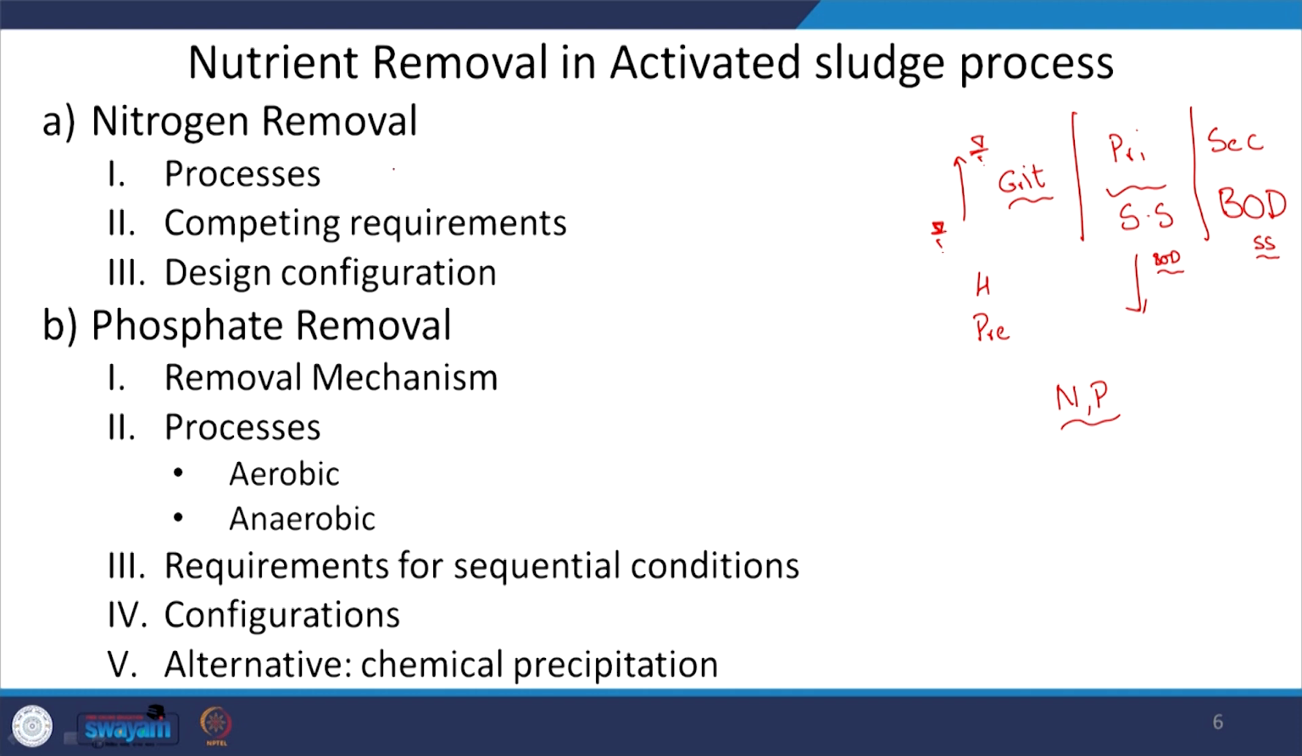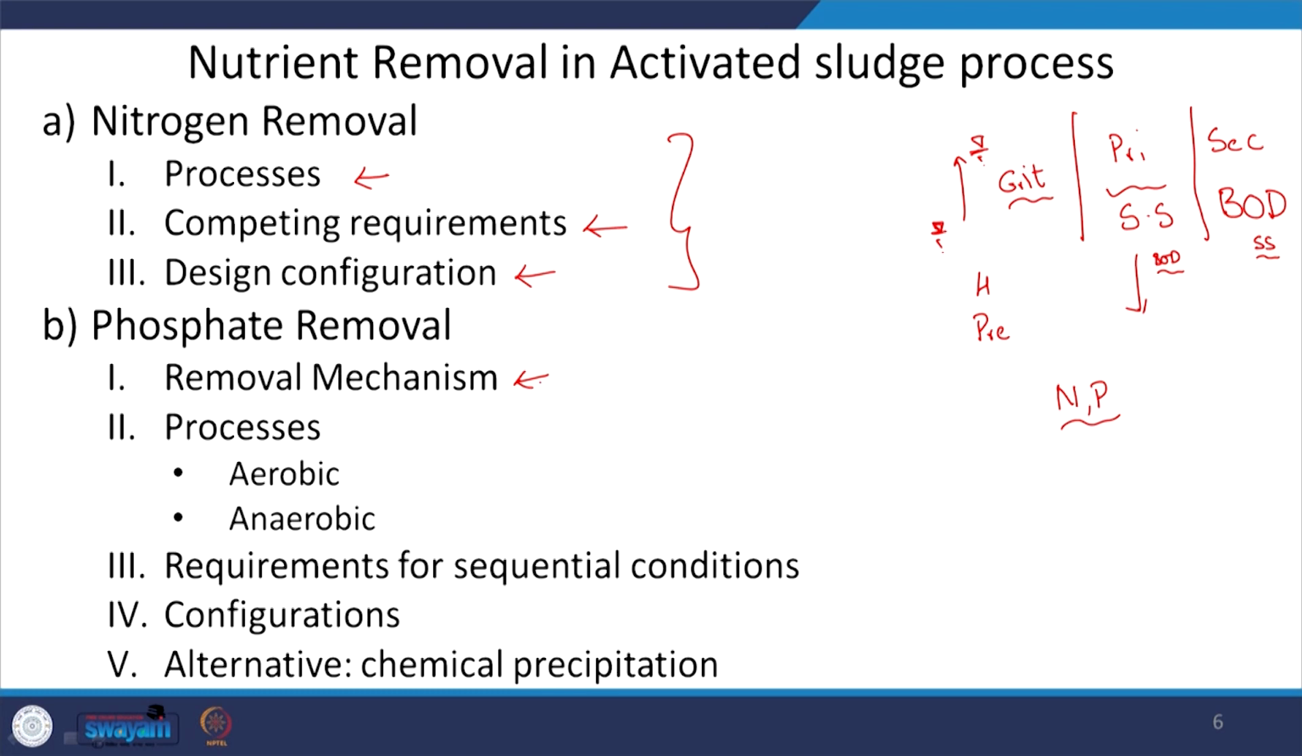So, for nitrogen removal, we will look at the processes and what the requirements are, and then from the requirements we can look at the design configuration. Again, this is relatively straightforward, as in the removal of organic matter or BOD. What is the principle? The microbes need energy, and they also want to synthesize new cells. So, they are going to degrade this organic matter by using an electron acceptor. What is the electron acceptor? That is the oxygen you are pumping in.